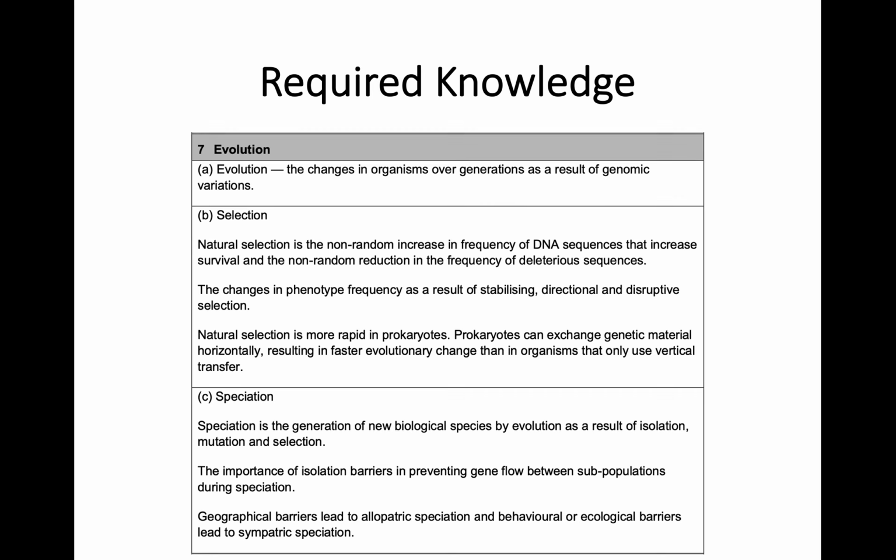We looked at selection in terms of the three types of natural selection, looked at examples of them. You'd be able to tell them through a graph or some information of what they do, and then comparison between vertical gene transfer and horizontal gene transfer, and that horizontal gene transfer results in a faster rate of evolution. And finally, speciation. We've built on your knowledge of National 5 speciation. We've looked at a bit more detail at isolation barriers, and then we've looked at differences between allopatric speciation and sympatric speciation.